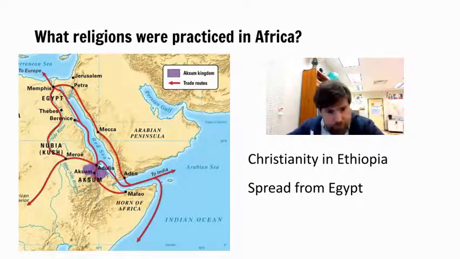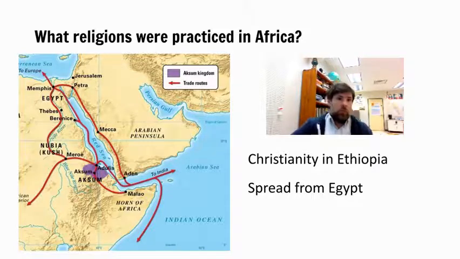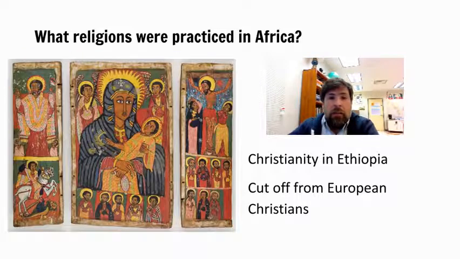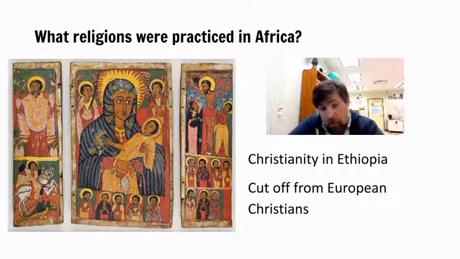Christianity in Ethiopia. Okay, before Islam was ever a thing, Egypt was Christian, and then later it converted to Islam. But trade with Egypt brought Christianity to Ethiopia. And then over time, Islam became a thing. And when it did, the entire Muslim world got in between Ethiopia and Europe. And so Ethiopia evolved its own kind of Christianity separate from Europe. And here you can see an illustration of some Ethiopian images of Christianity. And you can see a black Virgin Mary with a black baby Jesus.